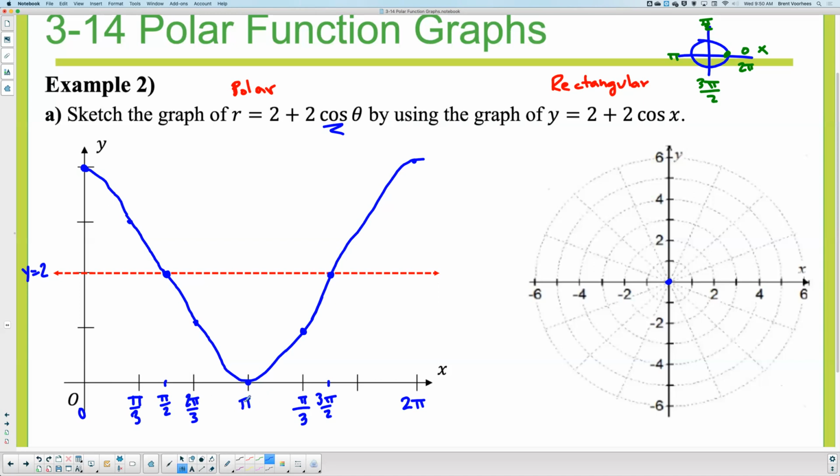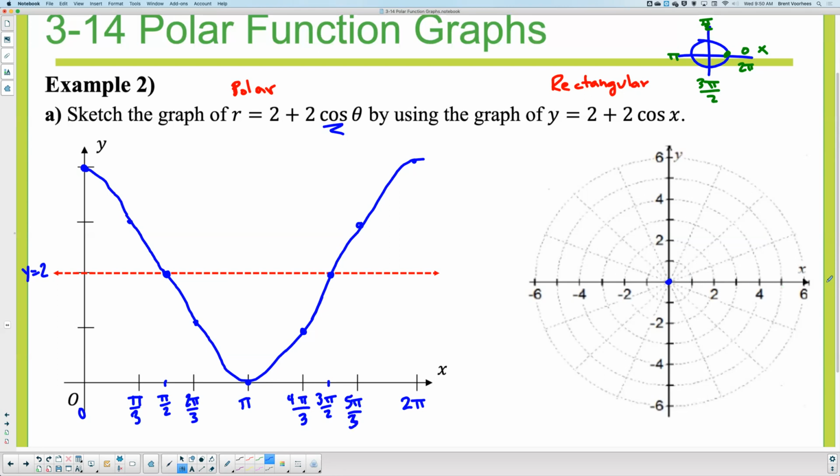That's 2 pi over 3. That's 3 pi over 3. This is 4 pi over 3. This would be right here 5 pi over 3. Okay, so I'm going to plot these as I go around. At 0, I should have a value of 4.